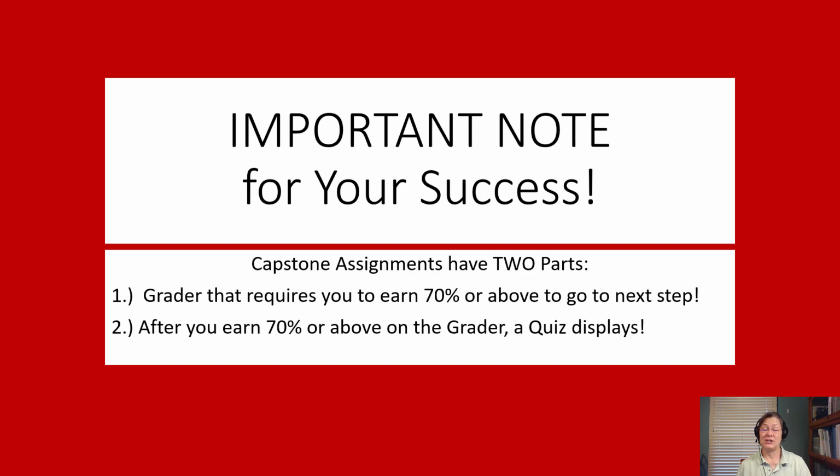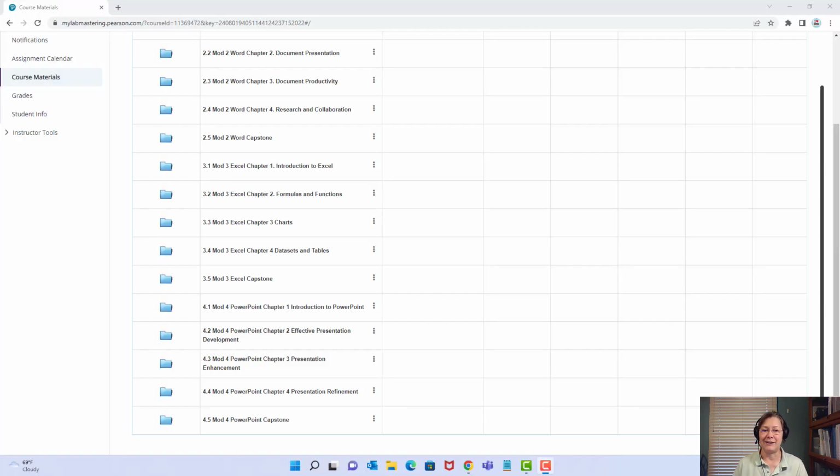As we get ready to submit the grader portion of our capstone, I want to again give you this cautionary note. You're not done when you submit the grader. Yes, you have to get a 70% or above. That opens the quiz, and then you have to remember to complete the quiz, which you should have no problem doing after you've completed the grader portion of the work. So this is just a reminder of that.